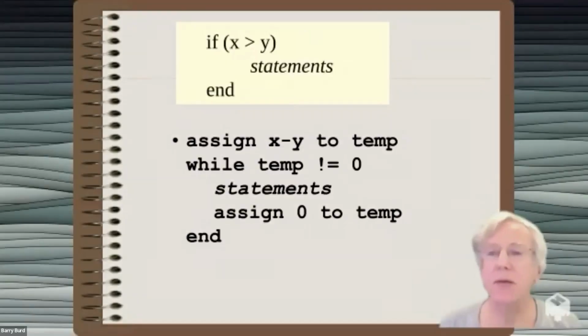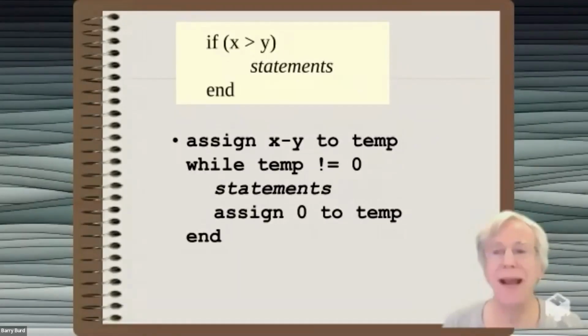Now, what if y is more than x? Then when we do a subtraction, we'll get 0. Remember that our minus minus doesn't let anything go below 0. So our subtraction, when I subtract 5 from 3, gives me 0. I see what you're getting at. Okay? Yep.